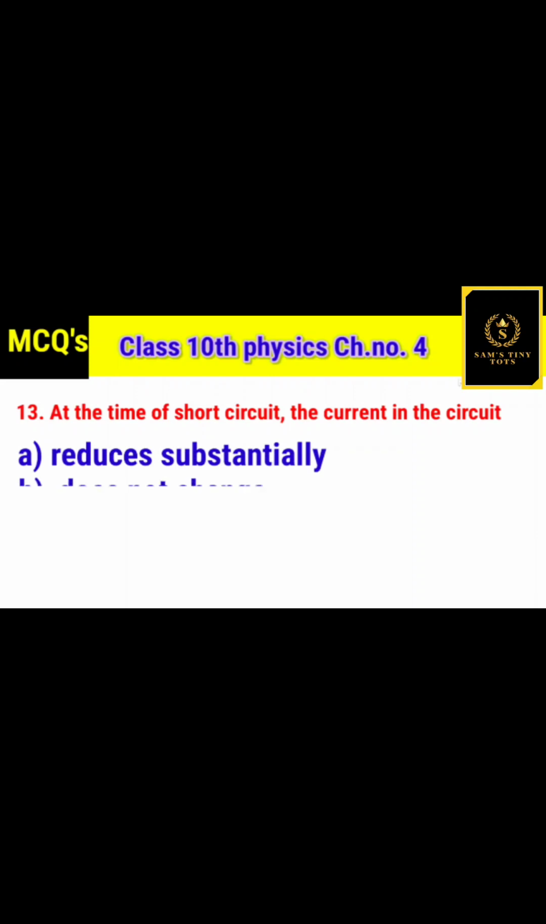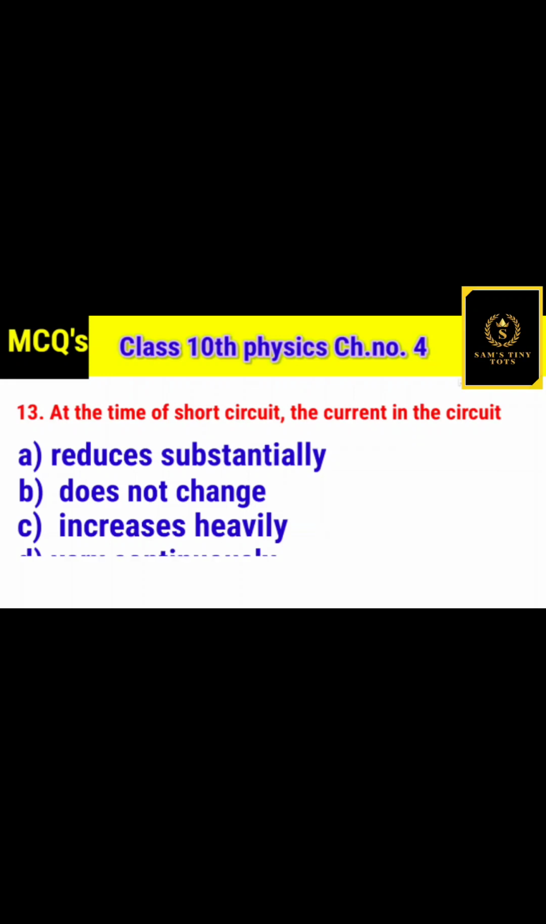13. At the time of short circuit, the current in the circuit, option A reduces substantially, option B does not change, option C increases heavily, option D varies continuously. And the correct option is option C increases heavily.